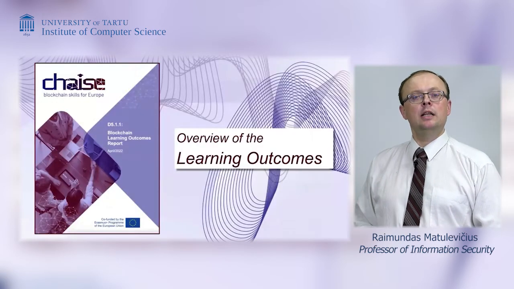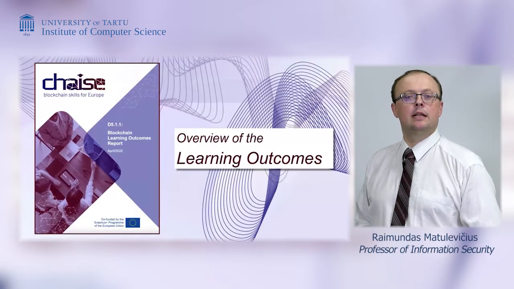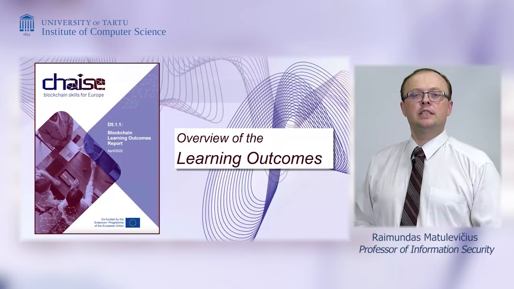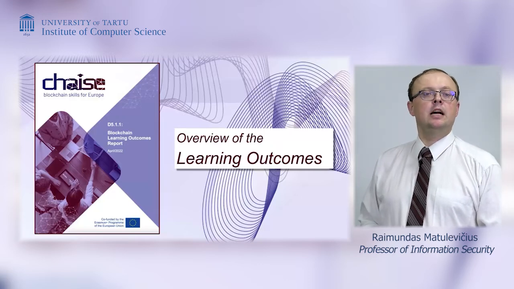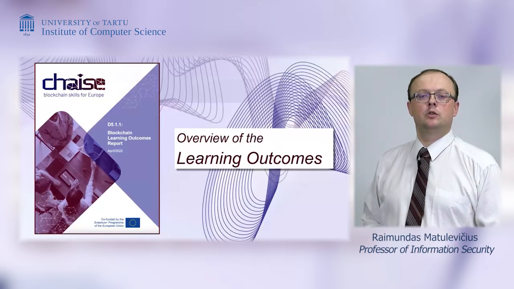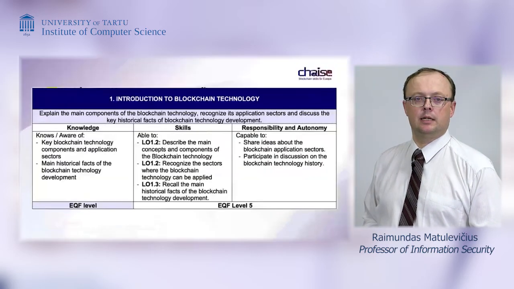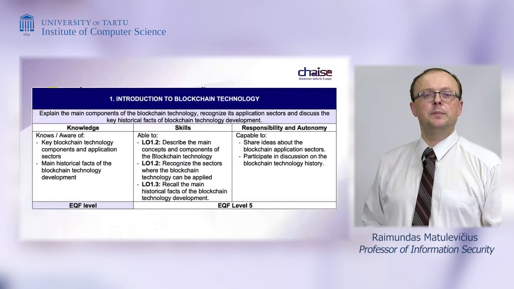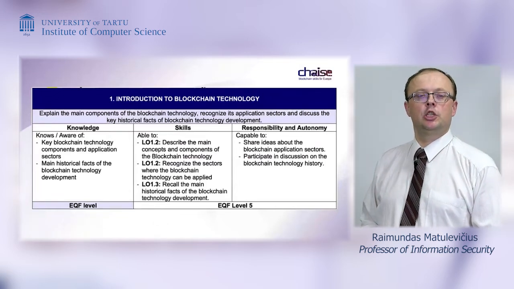So let's look at what these learning outcomes are and how they are defined. As a result, the learning outcomes are classified into 12 different modules, and let's look at each of these modules separately. So the first module speaks about the introduction to blockchain technology.